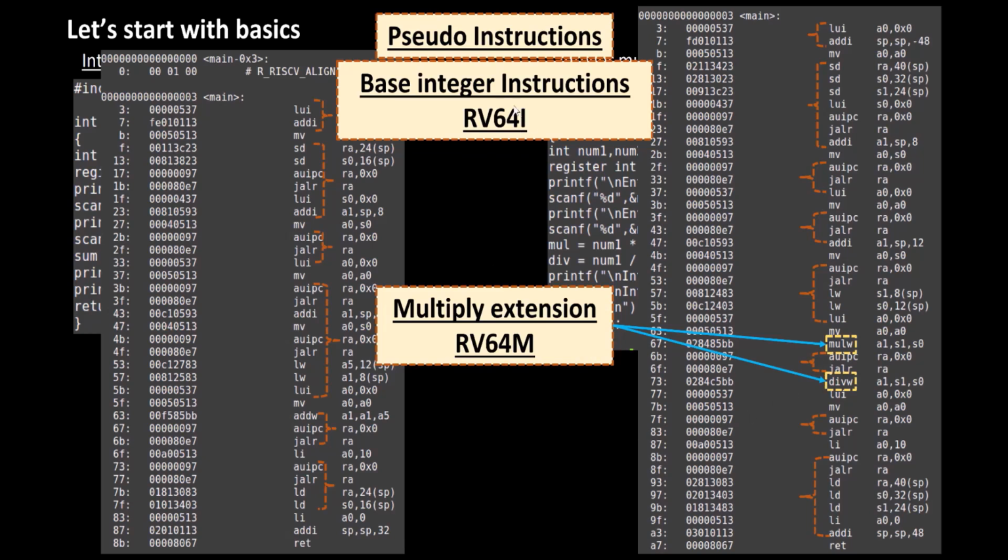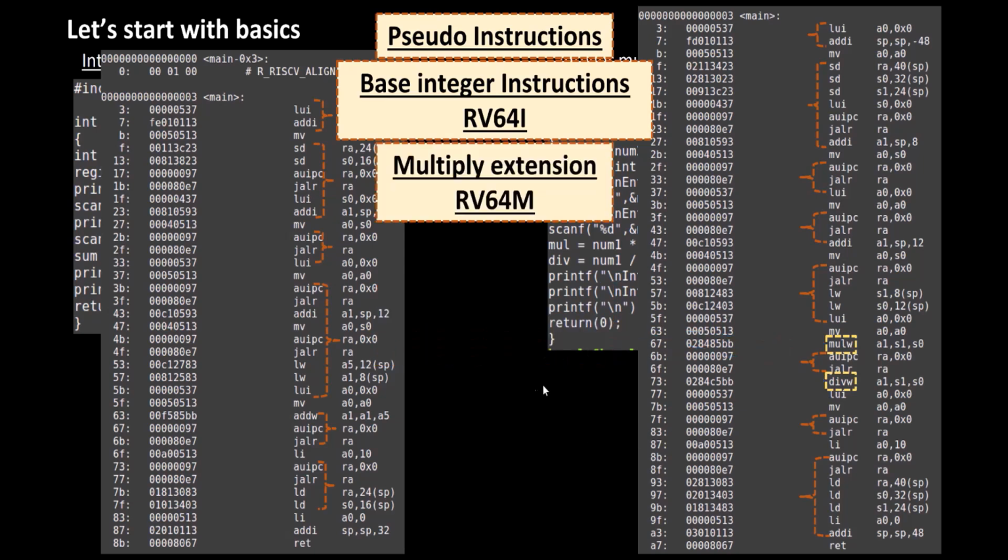So apart from the existing RV64I, if a hardware implements the multiplication specifications as well, the entire hardware is called an RV64IM CPU core, because that particular CPU core implements the base integer instructions and the multiplication instructions as well. Apart from MULW and the division word, there are some more instructions in the multiply extension. We are going to look into them under the section of multiply extension.